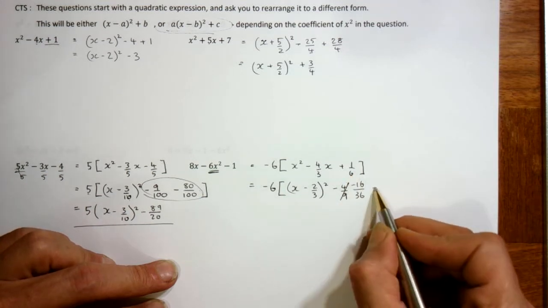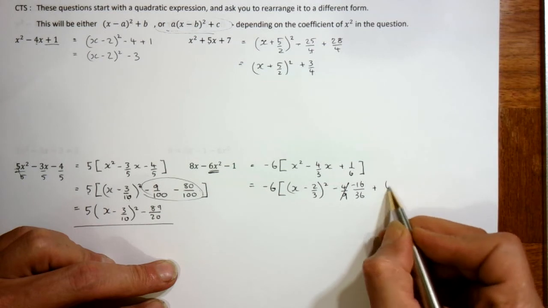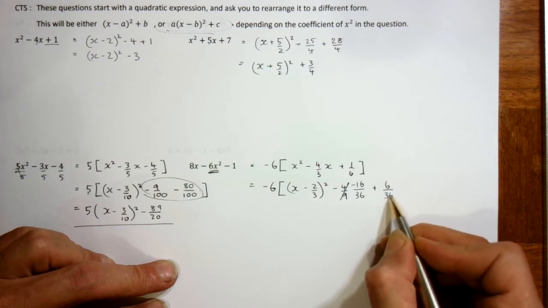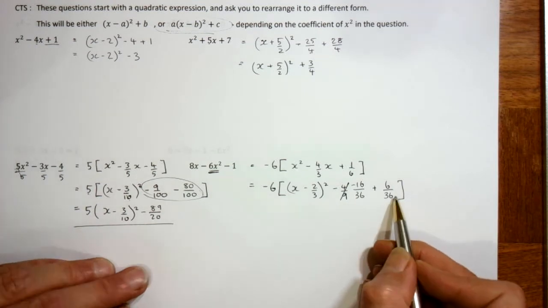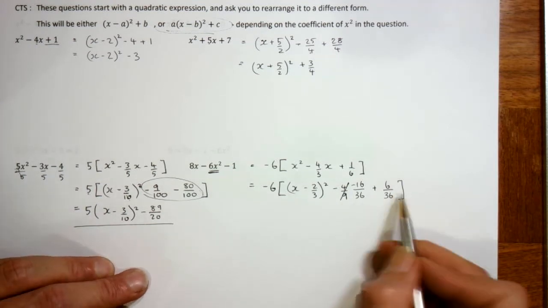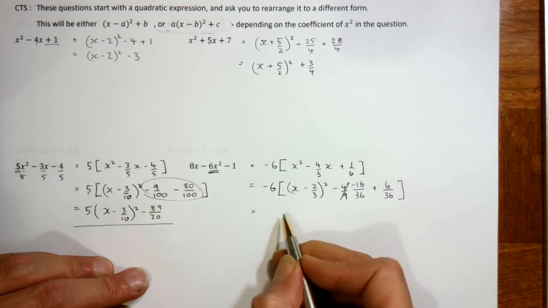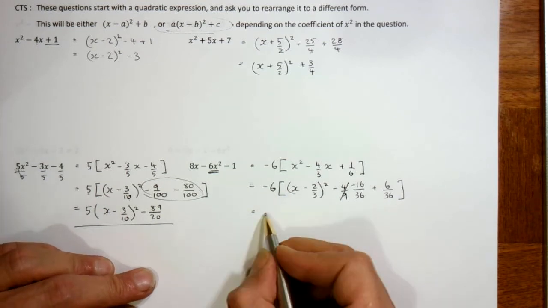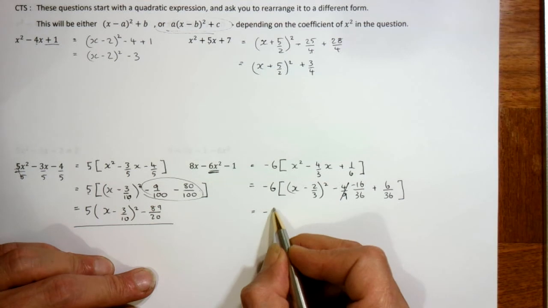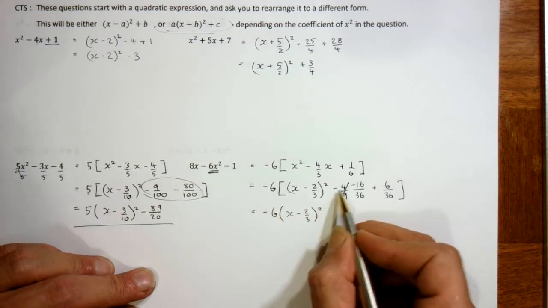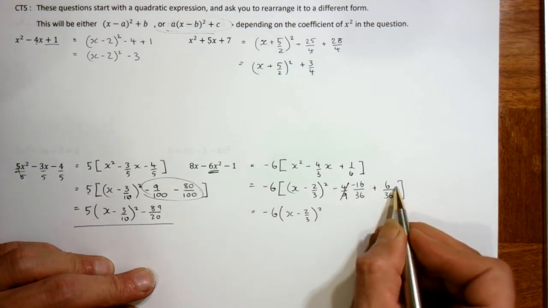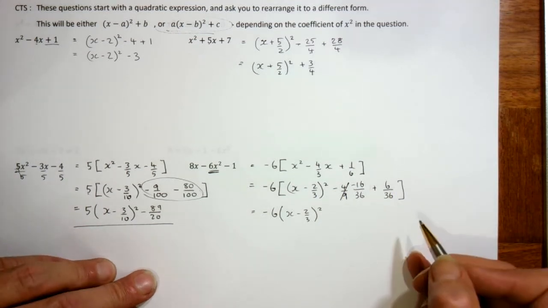Turn this into 36 means multiply by 6, which means the numerator becomes 6 over 36. Right, I've prepared ready for the next thing which I'm going to do, which is to put these two fractions together. And then I'm going to multiply everything by -6. So the first bit is nice and easy. -6 lots of x minus 2/3 squared. Take away 16, add 6 becomes take away 10/36.